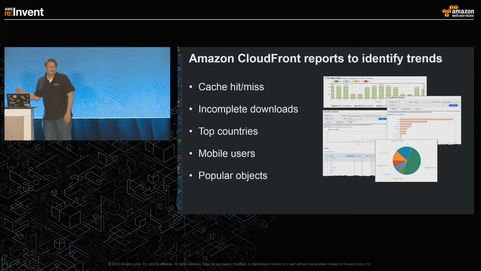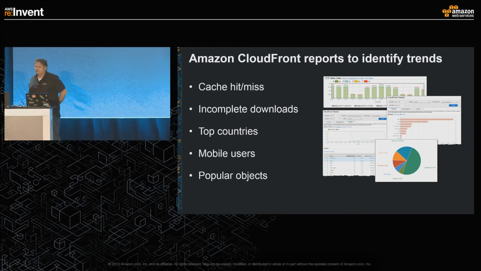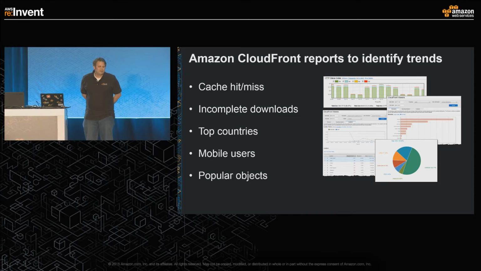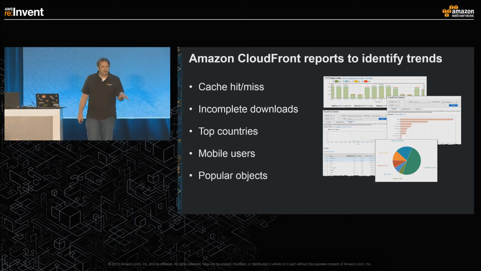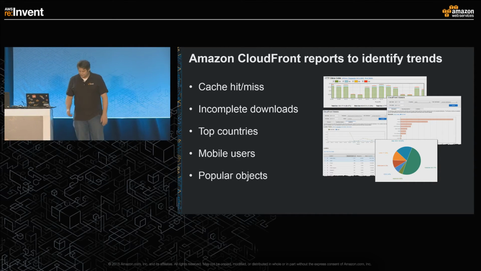Now, some of these reports that I'm about to show you are actually delayed a little bit. They're delayed by up to an hour. And we have released close to 20 reports this year. So any of you that haven't had the opportunity to look at them yet, we'll demo them, but you can also take a look at them today. Some of these reports include cache hit and miss report, incomplete downloads, top countries, mobile users, popular objects report. I'm going to demo those and take you through them and show you how you can use them.